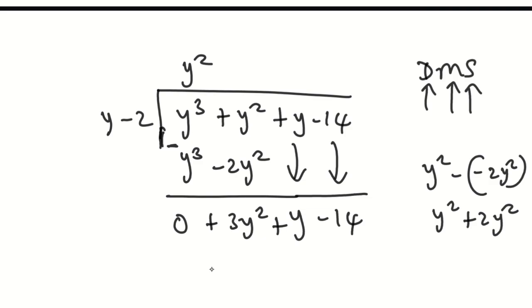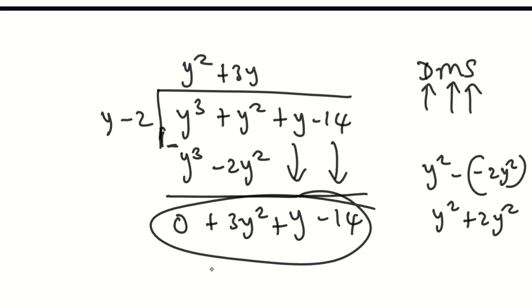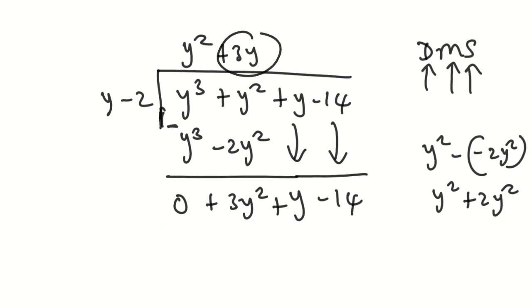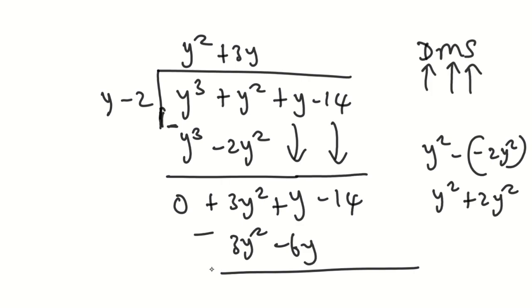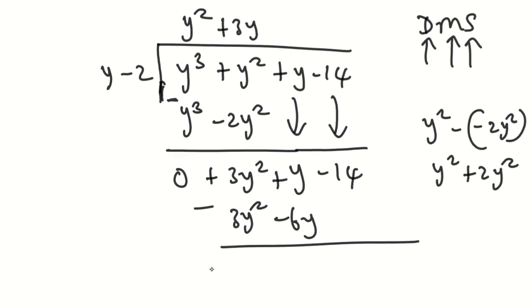So let's divide now. So y into 3y squared is what? Plus 3y. Use this 3y to multiply y and negative 2. And like I said before, put it under what we have here. So let's do it right now. 3y times y is what? 3y squared. Write it under here. And then 3y times minus 2 is what? Minus 6y. So let's subtract again following DMS.